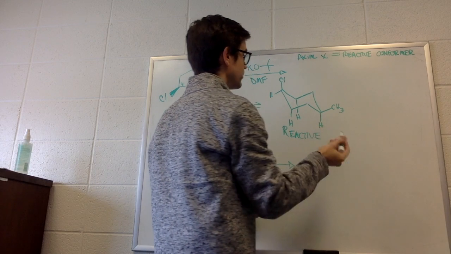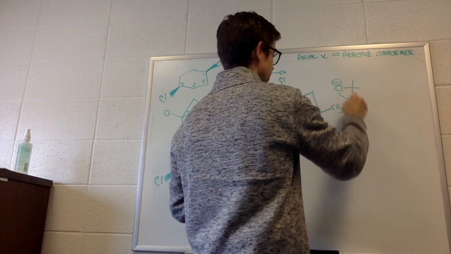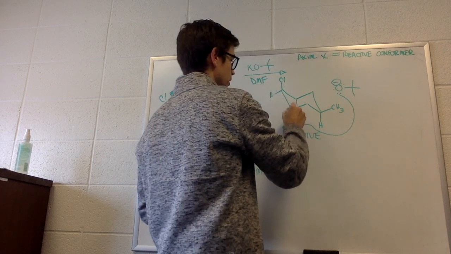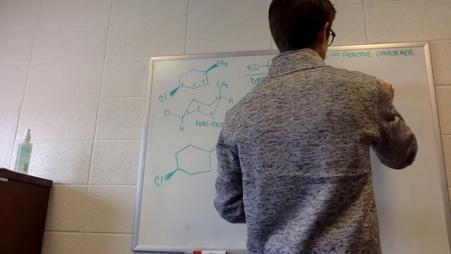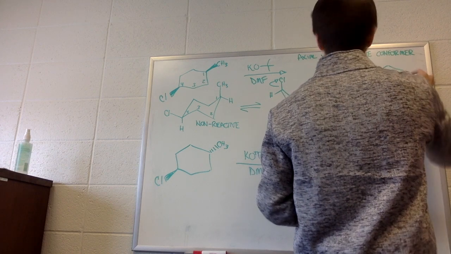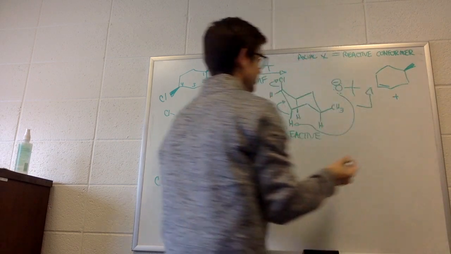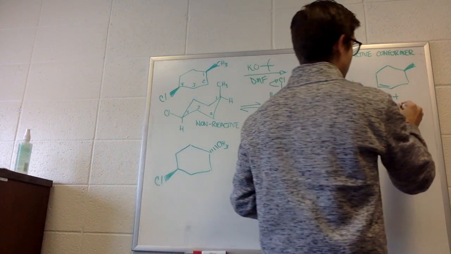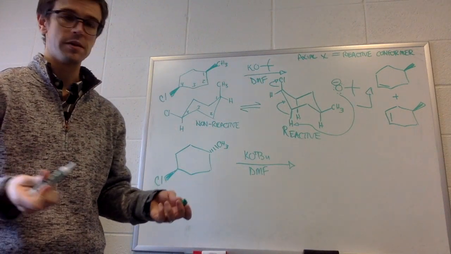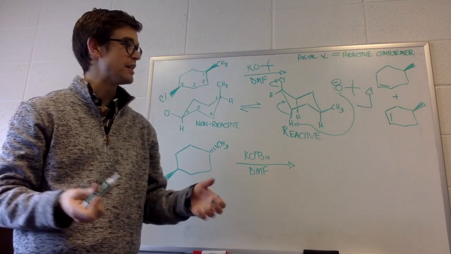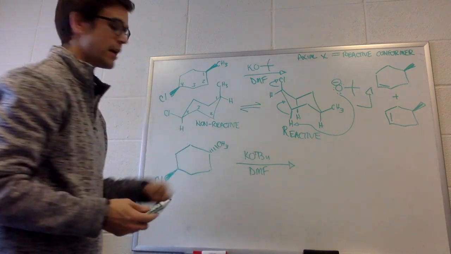If we wanted to draw a mechanism for this, we would take the base, using its electrons to deprotonate this position. The carbon-hydrogen bond electrons make a double bond there, and the chlorine leaves to produce the product, which is that. Since it could also have deprotonated that position, it's going to make that molecule and this molecule. And you should be thinking, are those the same molecule? It turns out that they're enantiomers, so they are different stereoisomers. So that's that one. We have a reactive conformation and a non-reactive conformation.